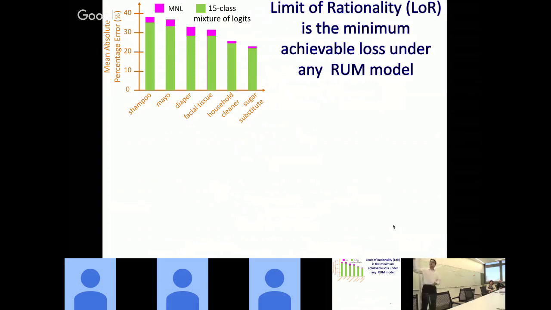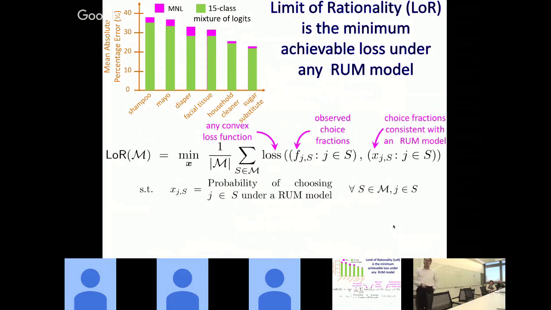So one way to state this LOR, or limit of rationality, is to pick your favorite convex loss function. It can be anything. It can be the mean absolute percentage error. It can be the KL divergence, which is your maximum likelihood estimation criterion. It could be the 2-norm, p-norm, whatever you like. Any convex loss function that fits your application. We're going to measure the distance between the observed choice fraction, which is our data set F_jS, and the predicted choice fraction X_jS that is consistent with an RUM model. So X_jS is the probability of choosing product j from an assortment S under an RUM model.